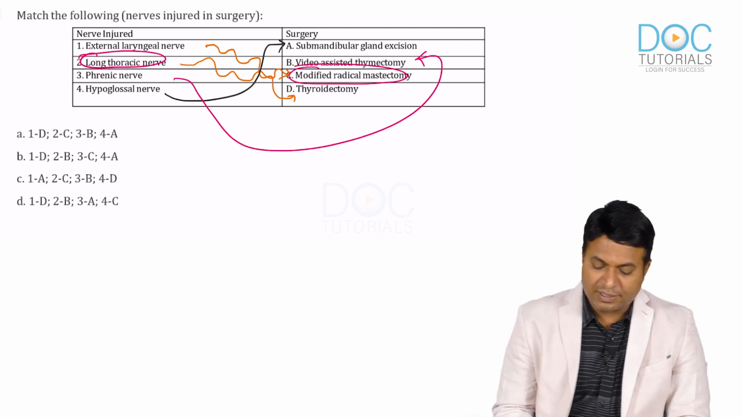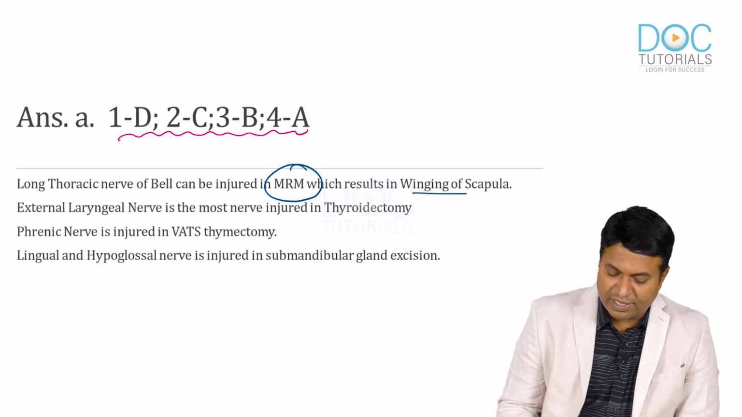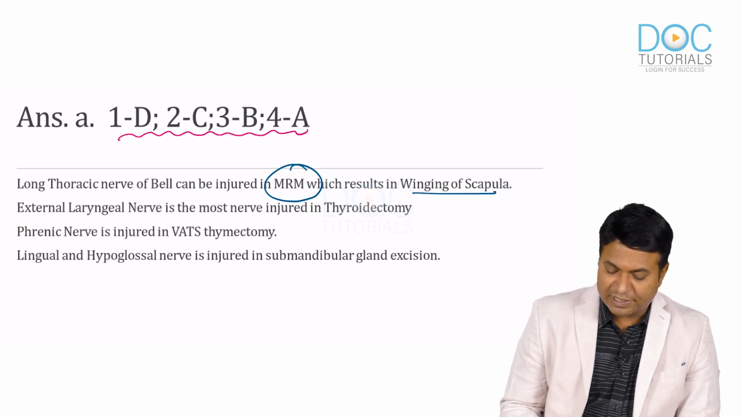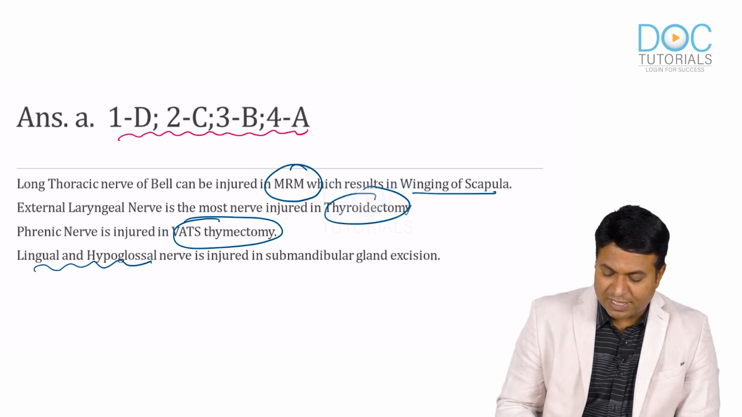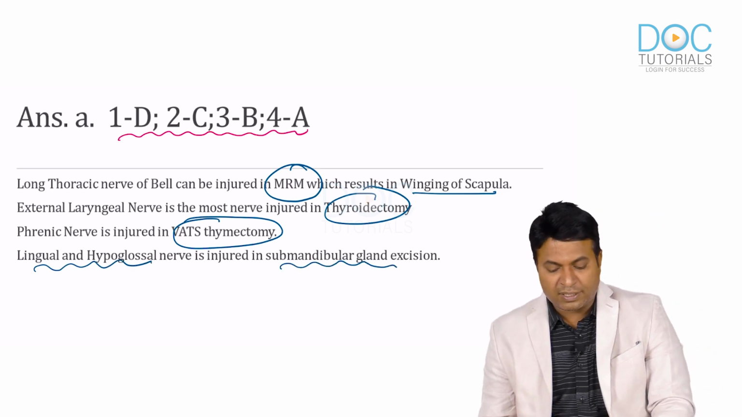Okay. So long thoracic nerve of Bell in MRM causes winging of scapula, external laryngeal nerve in thyroidectomy, phrenic nerve in thymectomy, lingual and hypoglossal nerves in submandibular gland excision are the nerves injured.